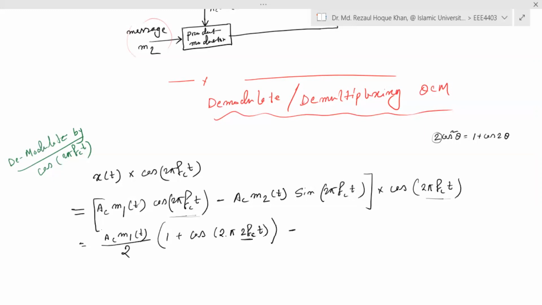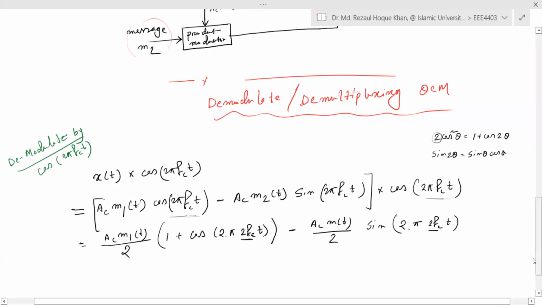minus cos theta minus sin theta, right? So it will be Ac m1(t) by 2 sin theta, sin twice theta. Sin twice theta equals sin theta cos theta, right? So I will write sin 2 pi twice fc. Same thing, I want to write it twice fc separately to indicate what?